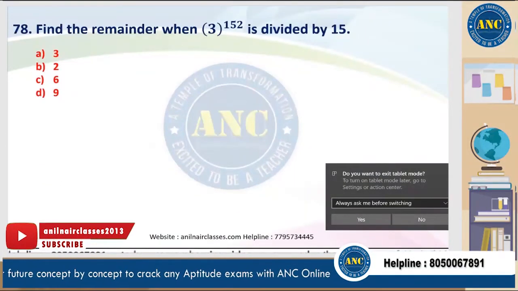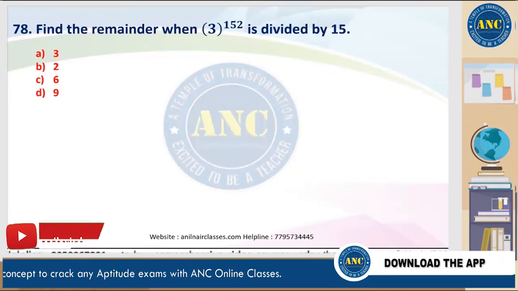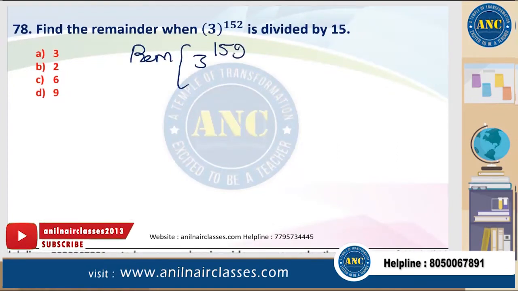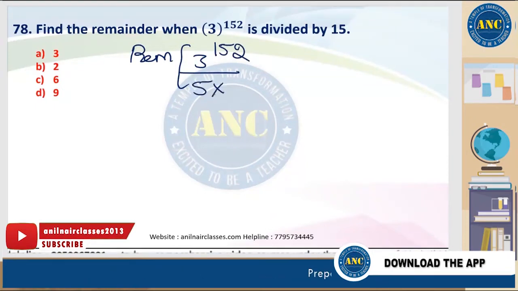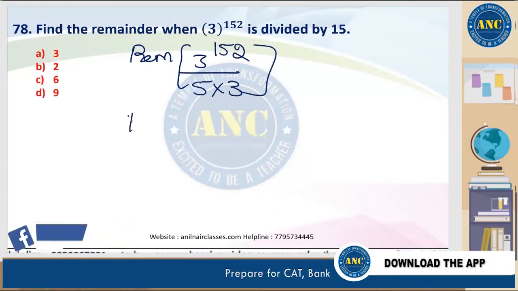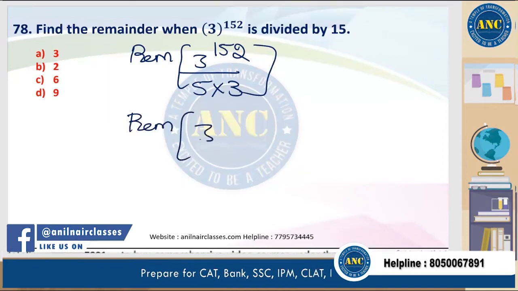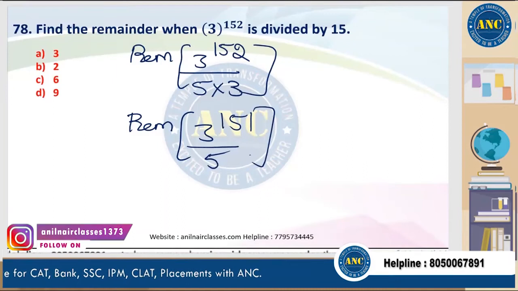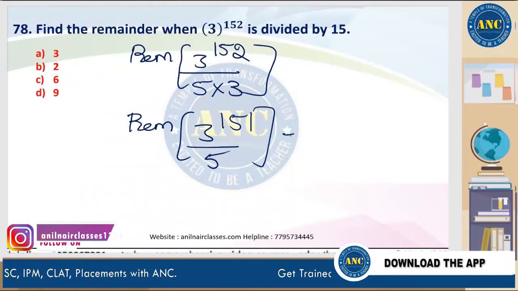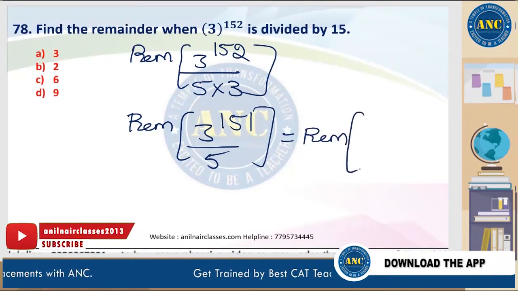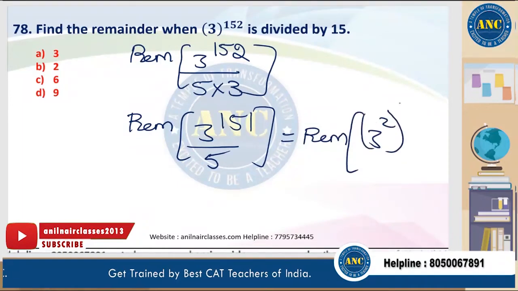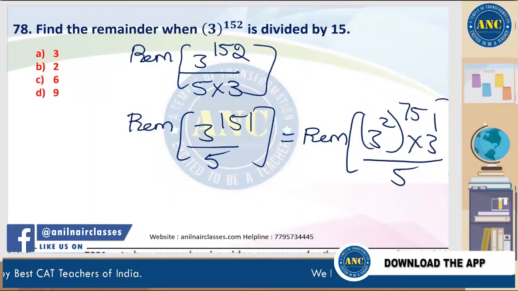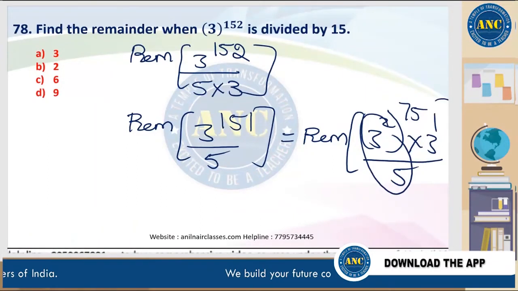Next. See here. These also you can solve. Find the remainder when 3 power 152 is divided by 15. 15 is 5 into 3. So this is nothing but 3 power 151 divided by 5. So this is nothing but remainder 1. 3 square power 75 into 3 power 1 divided by 5. 9 1 divided by 5.